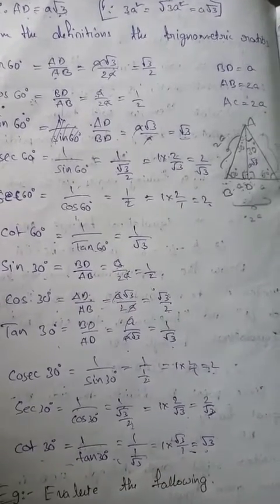Okay friends, do you understand how the 30 degrees values and 60 degrees values came?